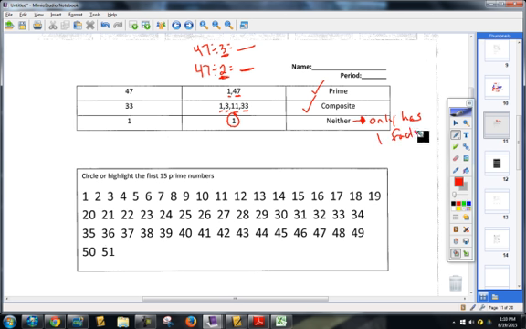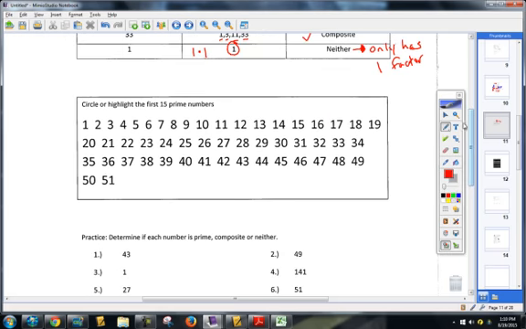Okay? Remember, prime numbers have 2 factors. That's what makes a prime number a prime number. The number 1, the only way you can multiply to get to 1 is by doing 1 times 1. So this only has the factor of 1, which is only 1 factor. Okay, listing out the first 15 prime numbers. Obviously we just went over this. 1 would be eliminated, because it's neither.